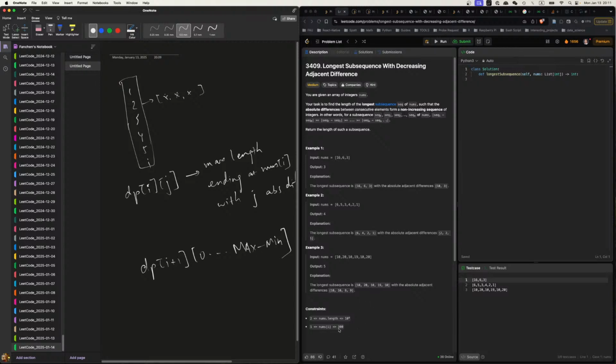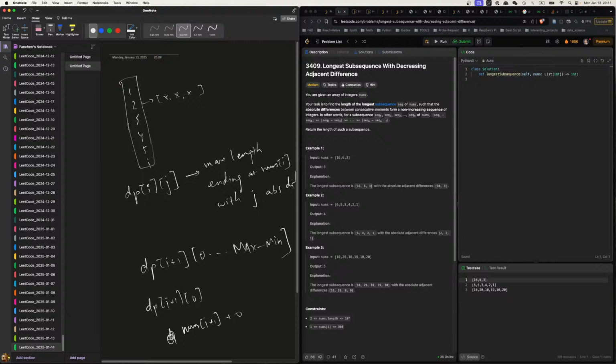We don't have to go all 300, right? This is the max minus minimum. Now for dpi plus 1, 0, right? We should be ending at i plus 1. We're going to find 0 difference. And then we can say the previous one I need to look at is i plus 1 plus 0.